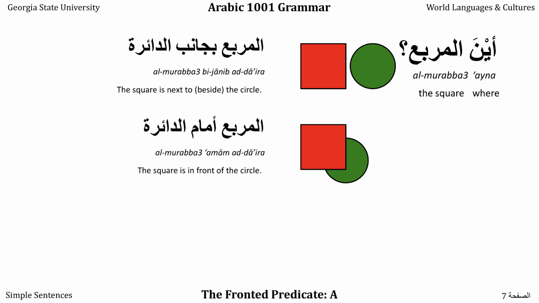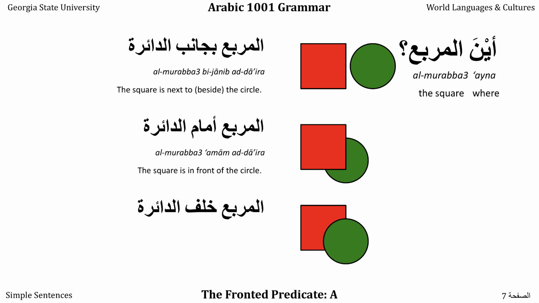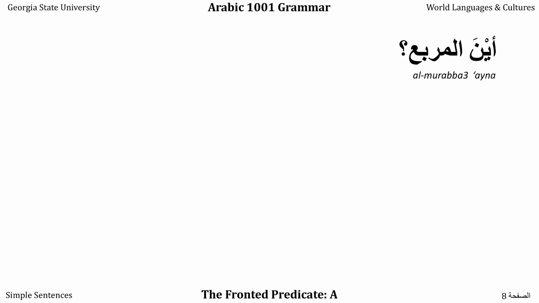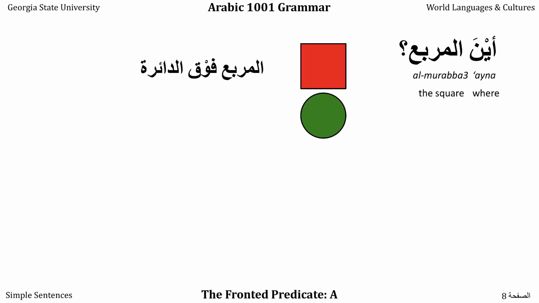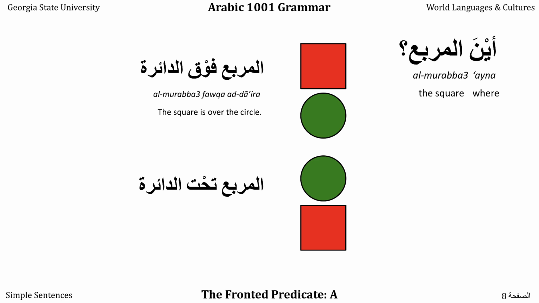Once you translate them, they work pretty much like English prepositions do. And here we have al-murabba khalfa ad-da'ira. The square is behind the circle. We can ask the question again. Aina al-murabba, where's the square? And here, al-murabba fawqa ad-da'ira. Fawqa means over or above, so the square is over the circle. Here the square is beneath the circle, so we say al-murabba taht ad-da'ira. Tahta is beneath or below or under.